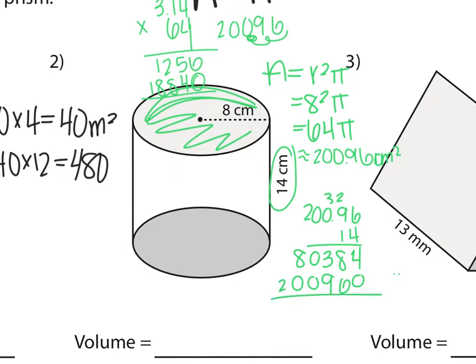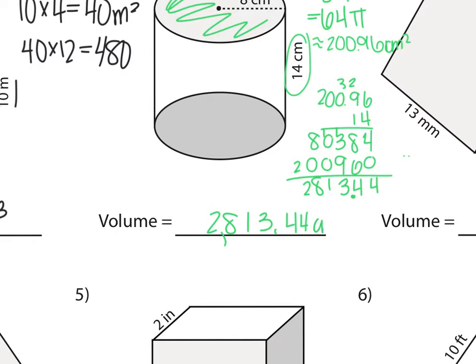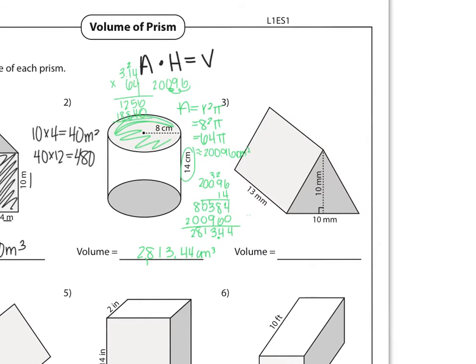And then we add them up, so it becomes 4, that's 14, carry the 1, that is also going to be 13, carry the 1, 1, 8, 2, and I have 2 decimal places. So your volume is roughly about 2,813.44 centimeters cubed. Now let's look at the next one, the triangular prism.